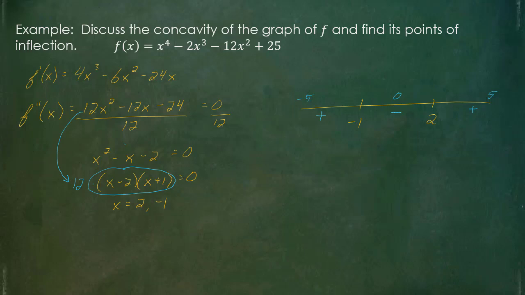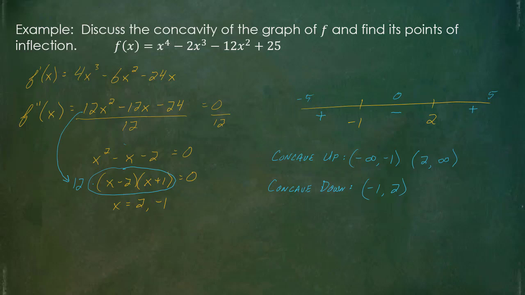So now we can go ahead and discuss the concavity part. We know it's concave up from negative infinity until I get to negative 1. And then it's again concave up from 2 to infinity. We also can say it's concave down on the other interval, which in this case was from -1 to +2.